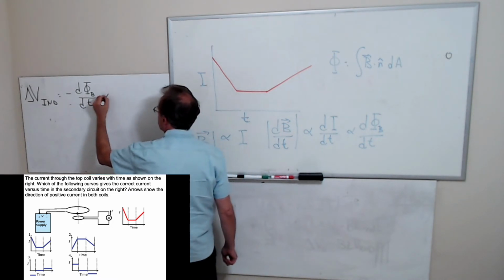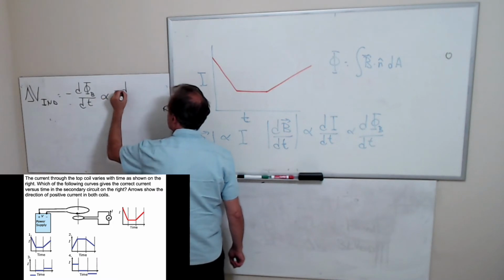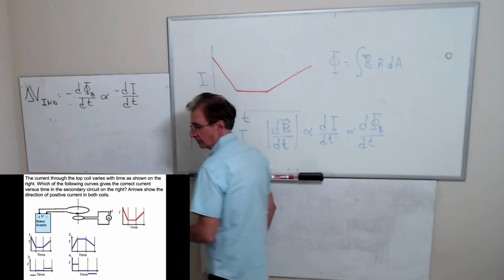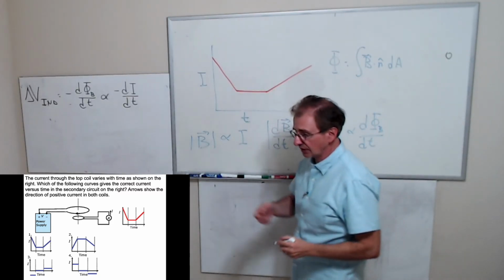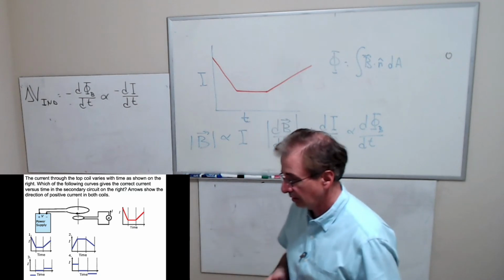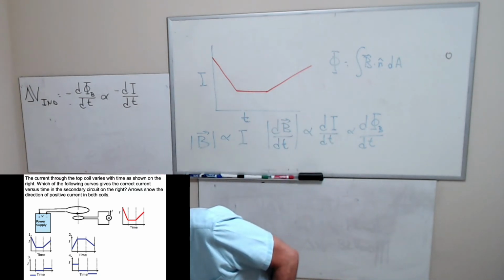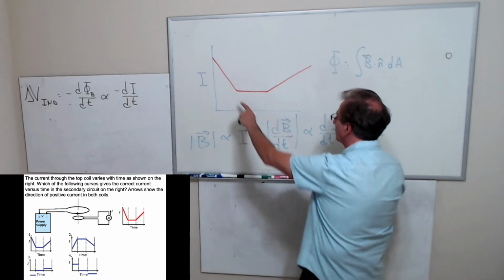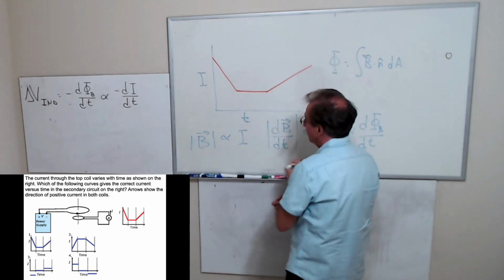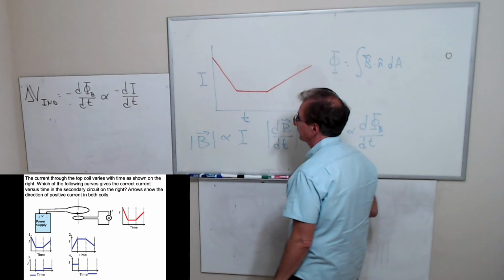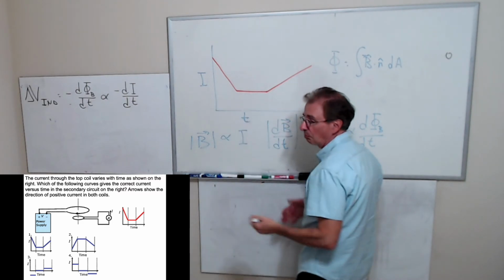Which is proportional to minus dI/dt. With respect to this graph, what does dI/dt represent? The slope. Okay. So dI/dt represents the slope at any point, right? But here the slope is constant. Right? Here the slope is constant, and in fact it's minus the slope.